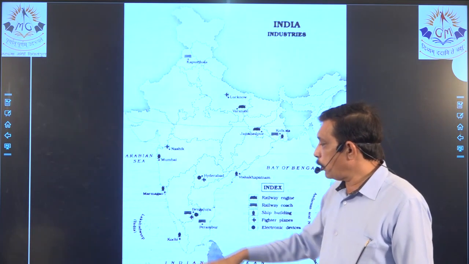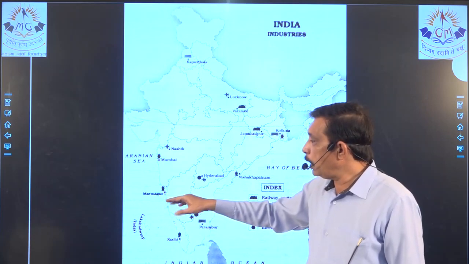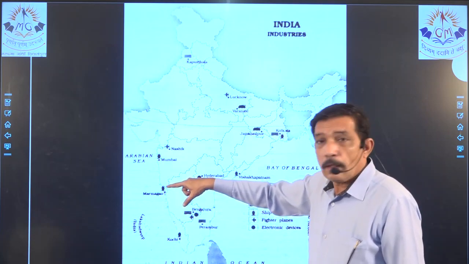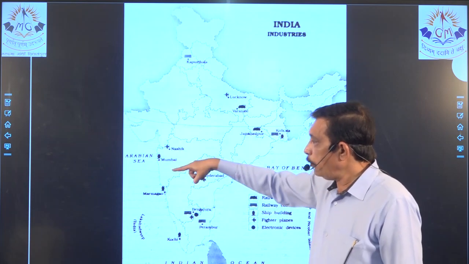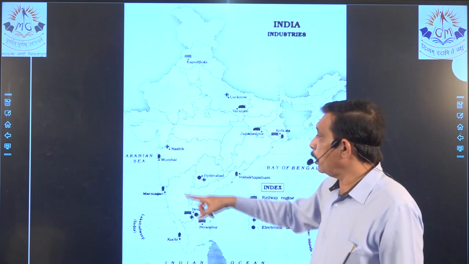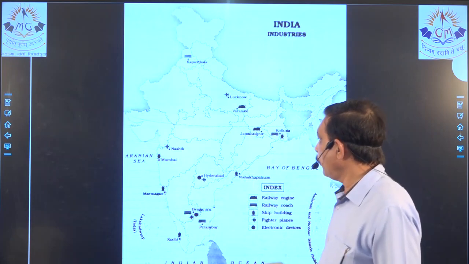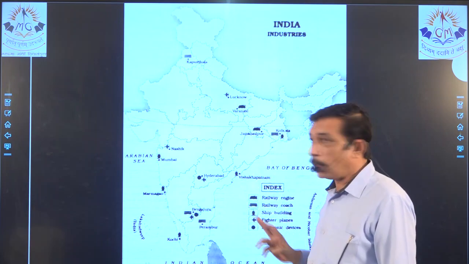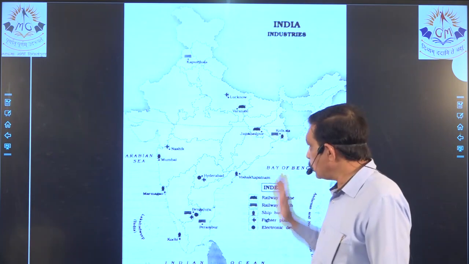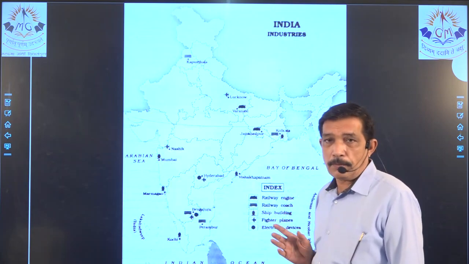So if we start from the bottom, main important ones are Kochi, Marmagao. Marmagao is where we have Goa, wedged in between Karnataka and Maharashtra. Then Mumbai we know where to mark. Then over here we have Kolkata. On the eastern side we have one, that is Visakhapatnam, and on the upper side Kolkata. So two on the eastern side, and 1, 2 and 3 on the western side, right?